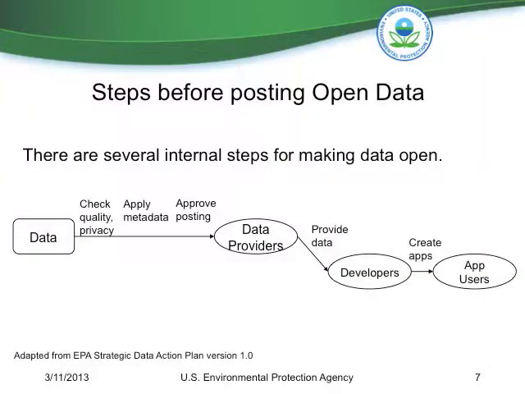All right, and the thing is, though, before the data even gets to the data providers, the oval in the middle there that we've already seen and the stuff to the right, there's a lot of stuff that happens beforehand, before it gets from data to being accessible data. You have to check for privacy and quality issues, you have to apply metadata, and you have to get some kind of approval for the testing.